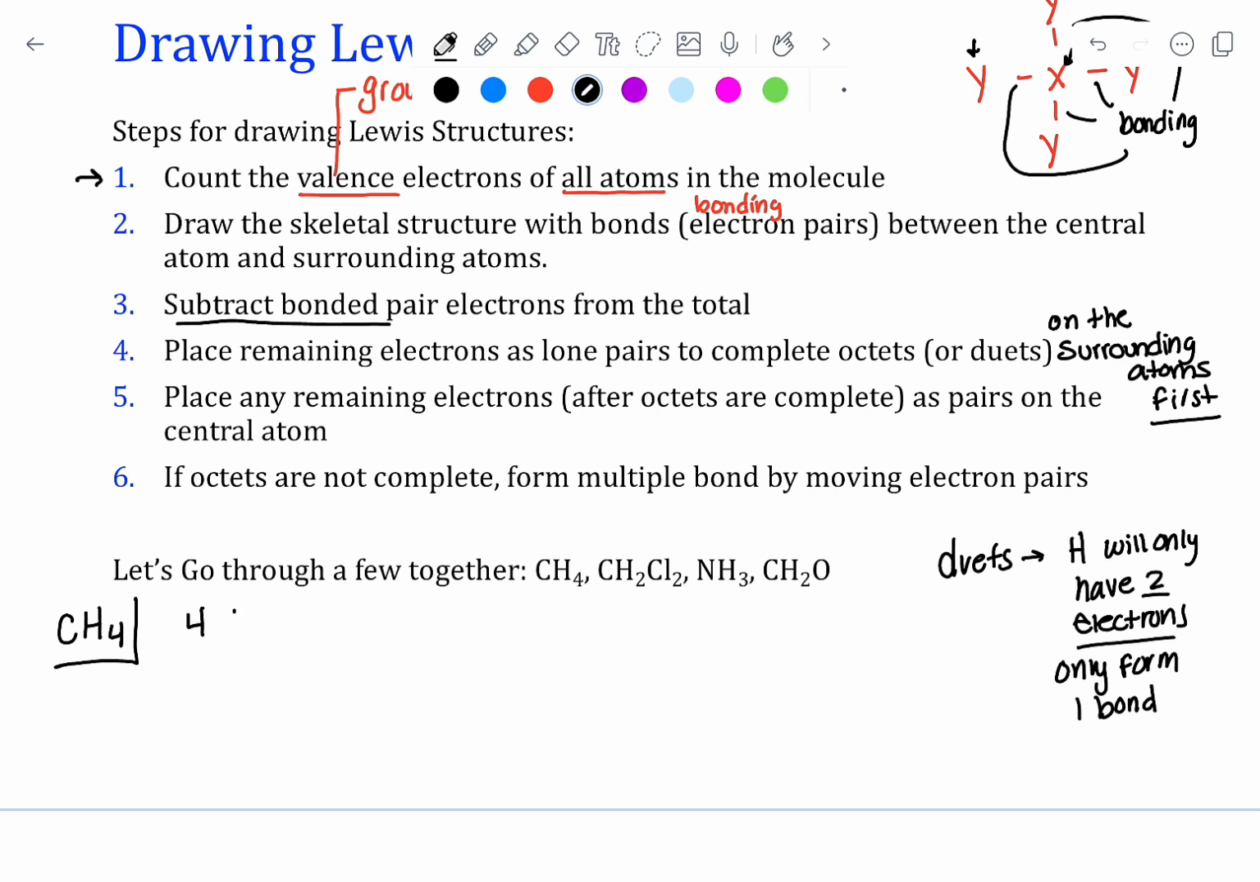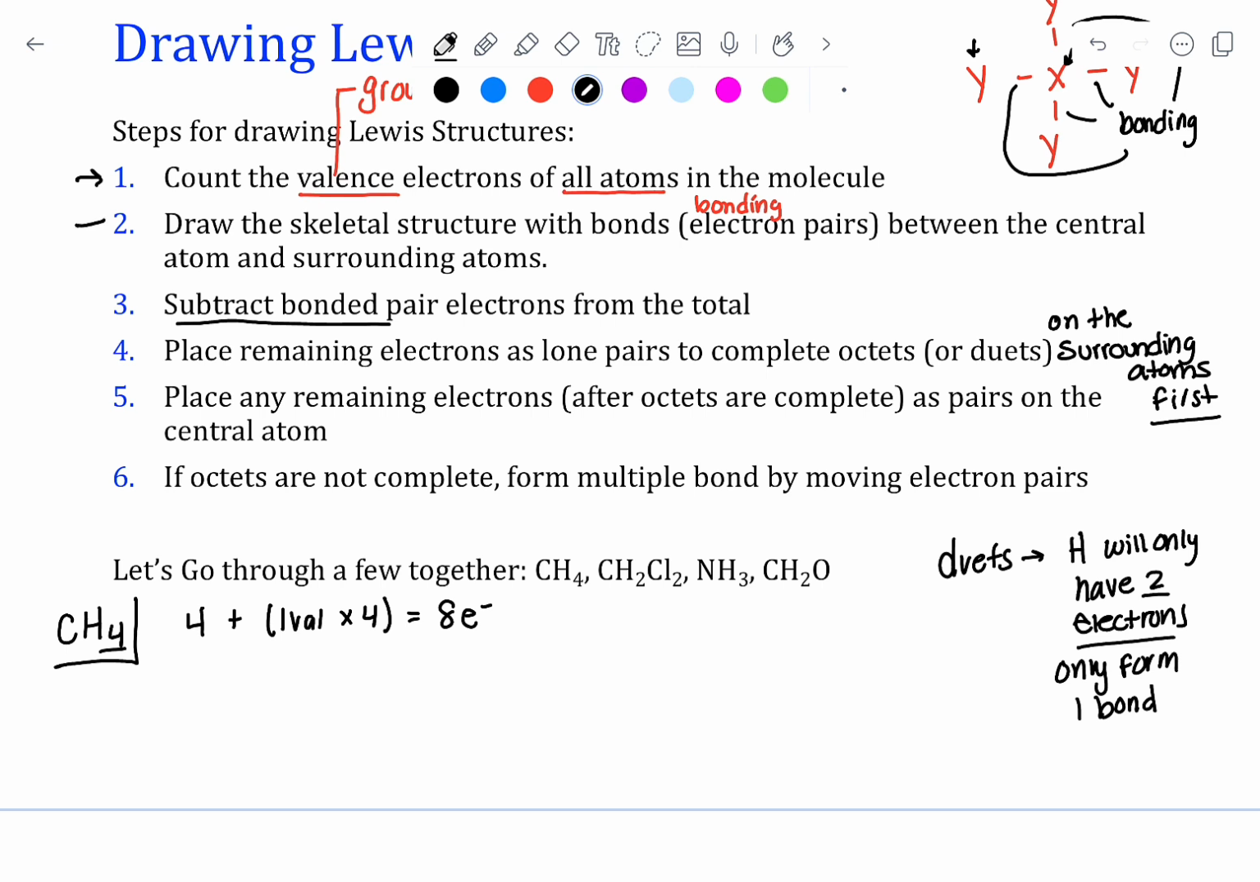We then have hydrogen. Hydrogen has 1 valence electron, but there's 4 of them. So we take the 1 valence electron and we multiply it by 4, because there's 4 of them. So in total, CH4 has 8 electrons that it is going to share amongst the structure. Okay, so we completed step 1.